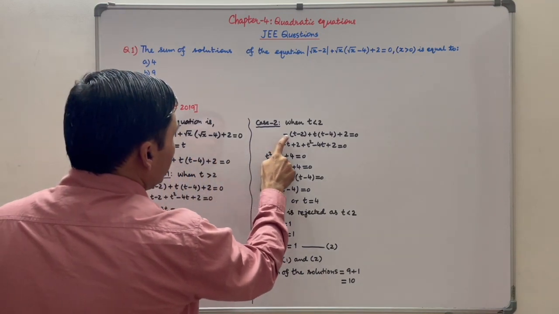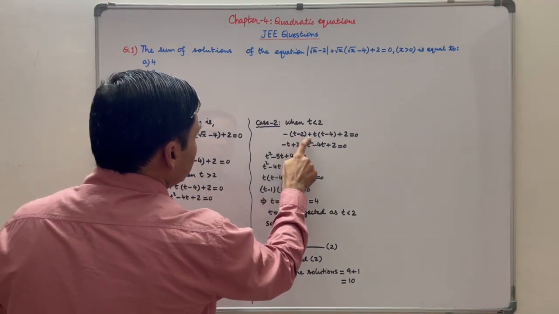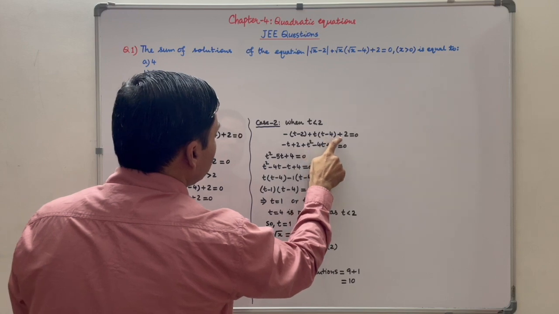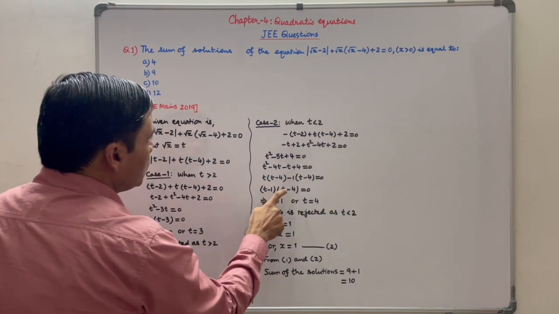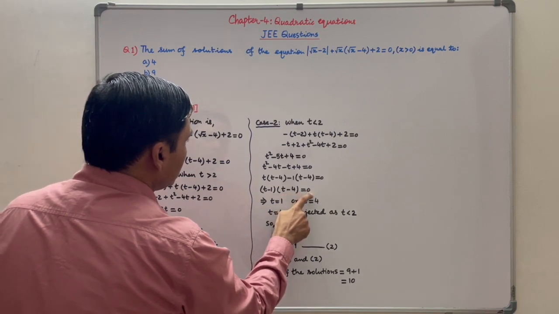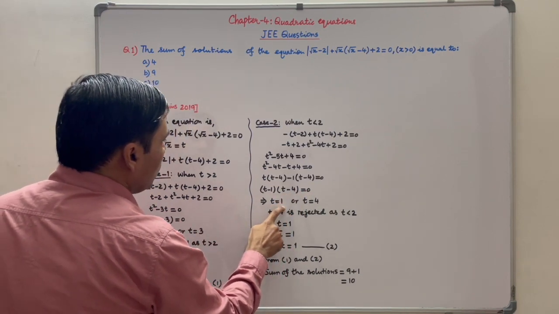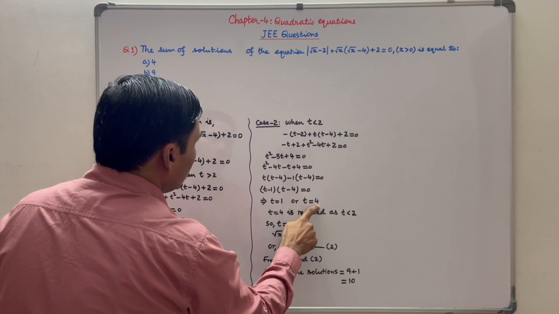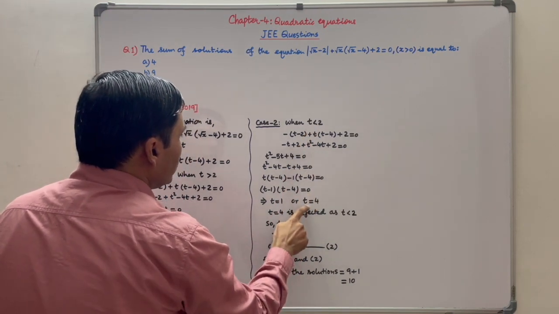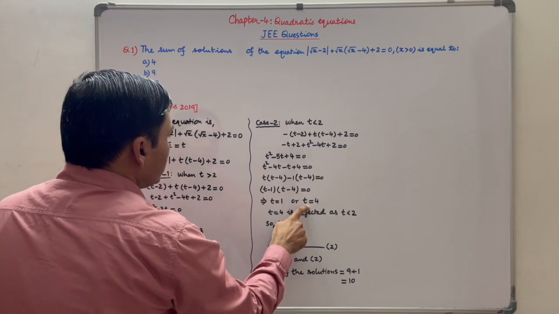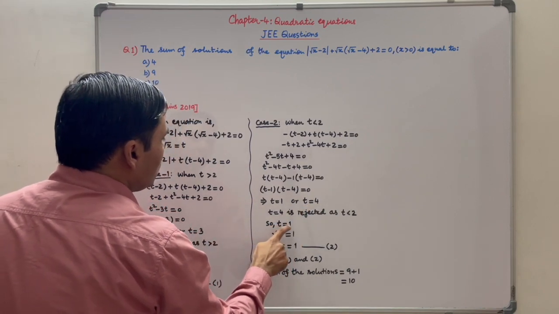So the equation will be (-t - 2 + t)(t - 4 + 2) = 0, or (t - 1)(t - 4) = 0. So t = 1 or t = 4. Since t is less than 2, t = 4 is rejected. So the solution in this case is t = 1.